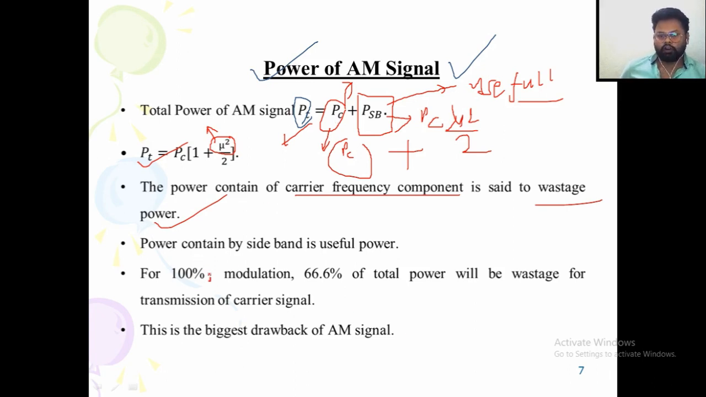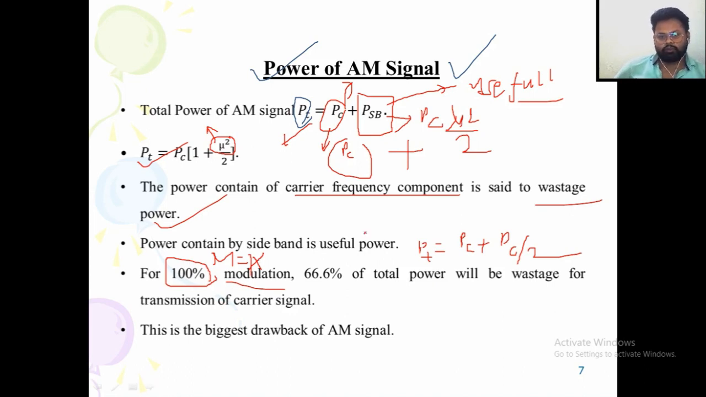If you put the value of mu equal to 1, that means multiplying with 100, that is 100% modulation, right? If you put the value of mu equal to 1 over here, the total power PT will be equal to PC plus PC by 2, right?